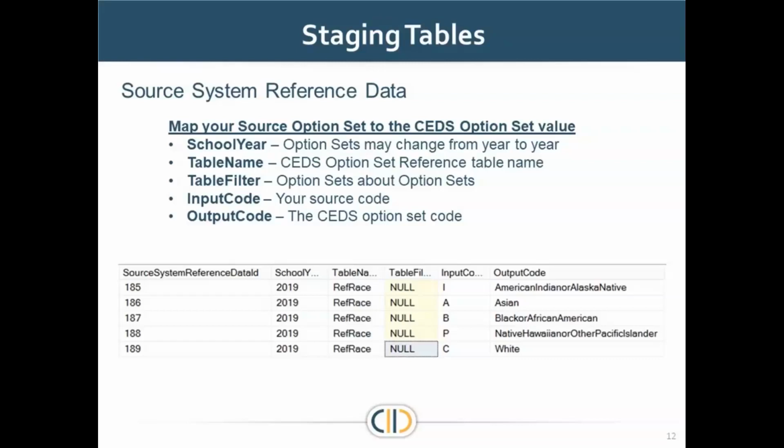So when Generate looks back at a previous year, it sees what it was the year before. It looks at a current year, and it's looking at the new option sets there.